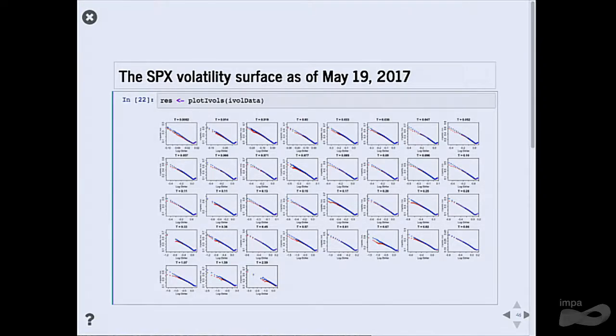The red points denote bid implied vols, and the blue points denote offer implied vols. As you can see, unlike the 2005 case, we have like 35 different expirations on this particular day in history.